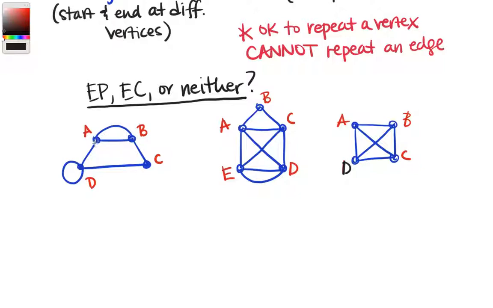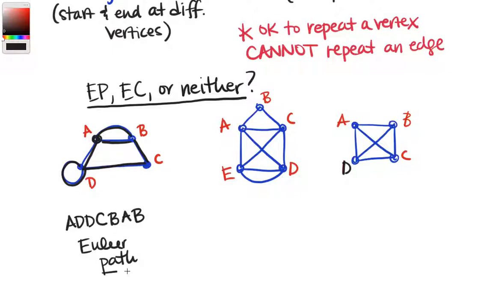But if we play around a little bit, we'll see that we can start at A, and we can go A to D, and then take the loop to D again, go to C, then up to B, then trace back to A, and back to B. So we start and end at different vertices, so that is an Euler path. Okay, and note we hit some vertices more than once. We started at A and came back to A before we ended, but we never reached an edge more than once. We never repeated an edge.